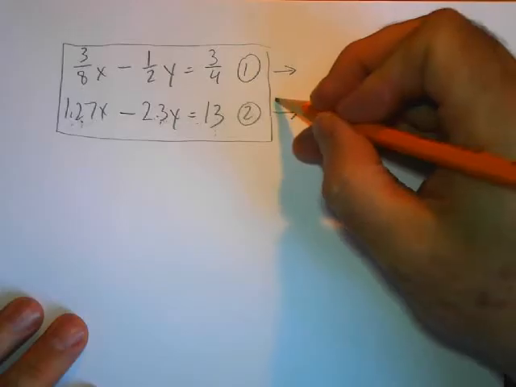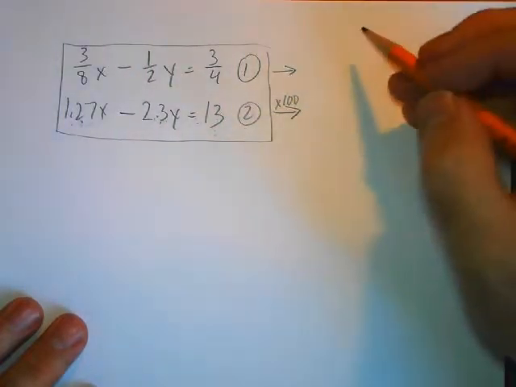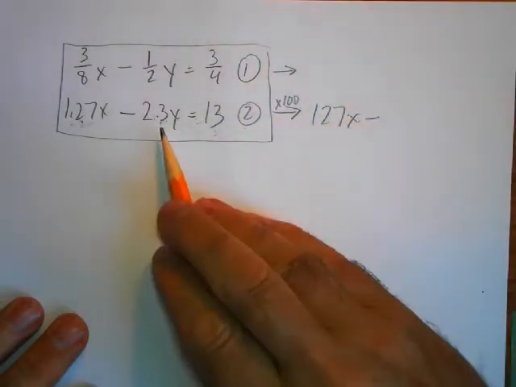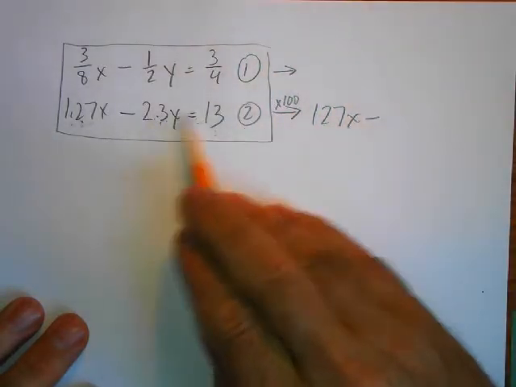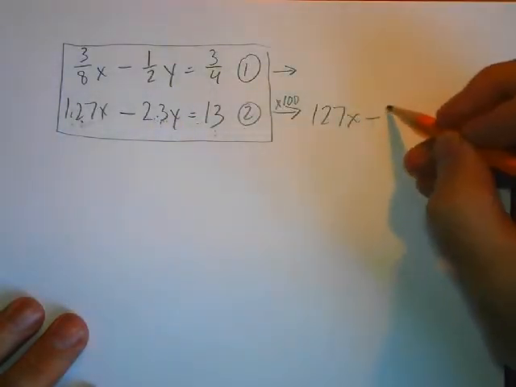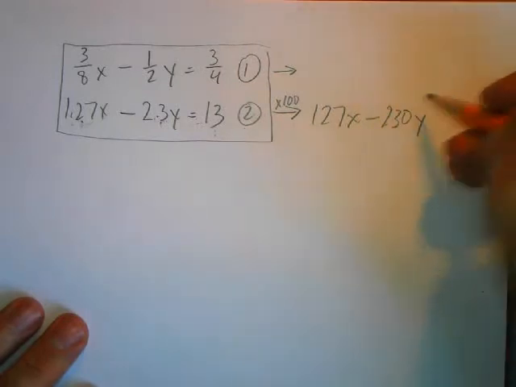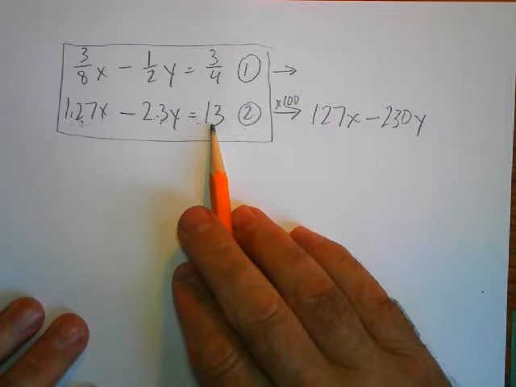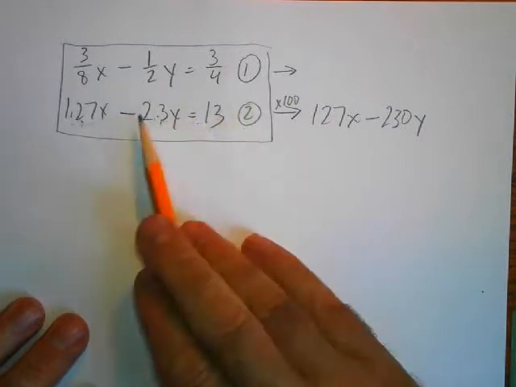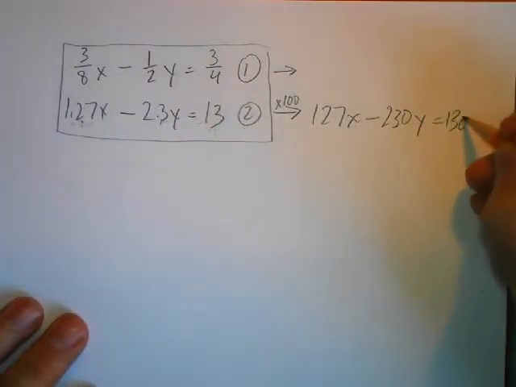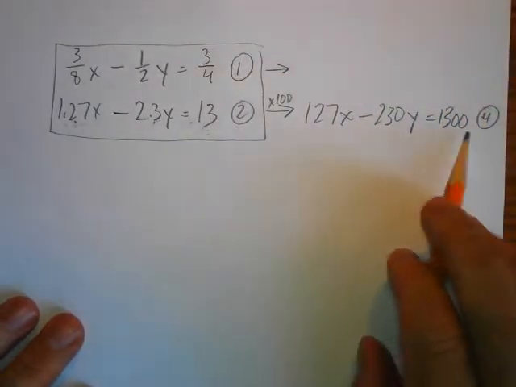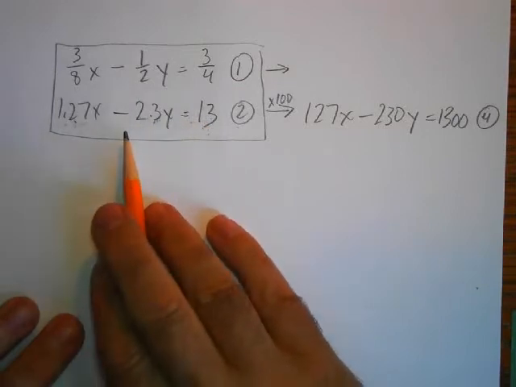So what I'm going to do here is multiply everything in equation 2 by 100. I'm going to get 127x minus, now remember this isn't going to be minus 23 anymore because I'm multiplying by 100. So I'll move it two places to the right, so that's actually minus 230y. And you still have to do this side, even though this one wasn't a problem before. You have to multiply every term by 100, so that's equal to 1300. So that's my new equation here. And now I don't have to worry about these nasty looking decimals.